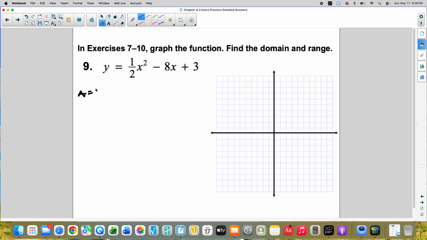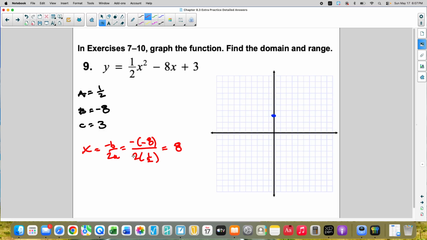So A equals 1/2, B equals -8, C equals 3. There's my 1, 2, 3. X equals the opposite of B over 2A, opposite of -8 over 2 times 1/2, which equals 8 over 1, and we get 8. So axis of symmetry is here. Ooh, that's kind of crazy. That point's going to be way out there.